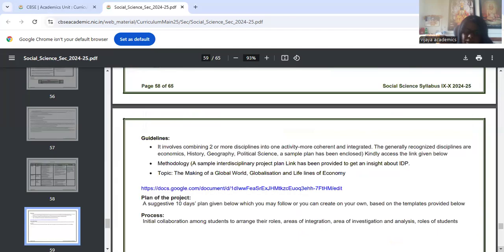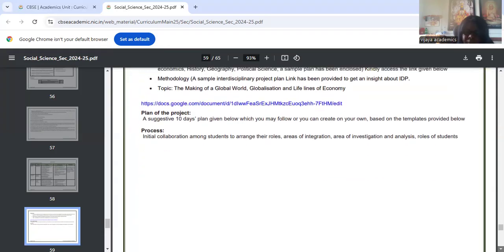Now, guidelines: it involves combining two or more disciplines into one activity, more coherent and integrated. The generally recognized disciplines are economics, history, geography, political science. A sample plan has been included. So, methodology: a sample interdisciplinary project plan link has been provided. Topics: the making of a global world, globalization, and lifelines of economy. A plan of project, a suggestive 10 days plan given below, which you may follow or you can create your own plan. Then, the process is also given.